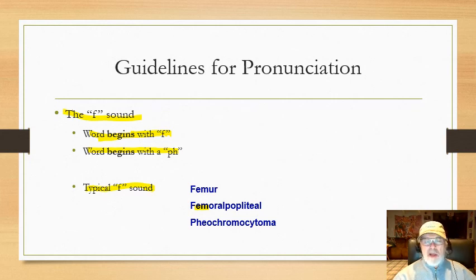Again, this is a lot of things we have in the general English language, not necessarily medical terminology. This is a very interesting thing, this pheochromocytoma. It's actually a tumor of the adrenal gland. It produces a lot of epinephrine abnormally, and people have panic attacks, or their blood pressure goes way up, the heart rate goes up, and stuff like that, just without much provocation sometimes. But anyway, that's beside the point. It's called a pheochromocytoma because again we have that F sound if the word begins with either an F or a PH.